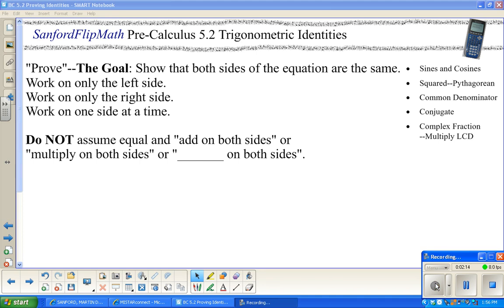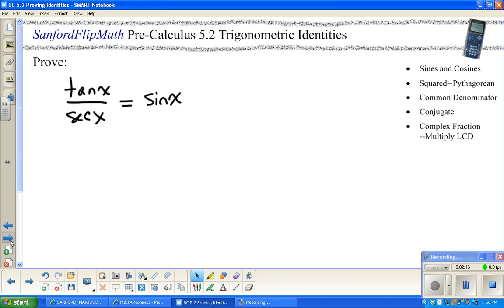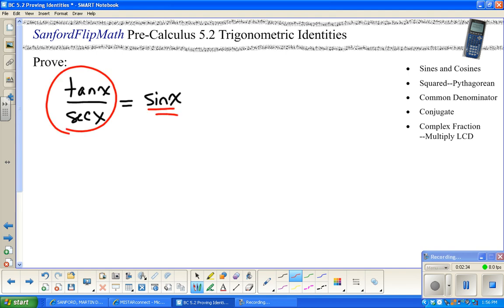Okay, so let's take a look at that example that we just took a peek at. Again, the goal is to show that tangent divided by secant is the same thing as just sine. Honestly, what we're going to do is kind of the same thing we were doing in 5.1, where I'm going to try and simplify this left side, and hopefully the answer I get is sine. So in some ways, this is easier than what we did in 5.1 because I already know what the goal is. The goal is to make them look the same.